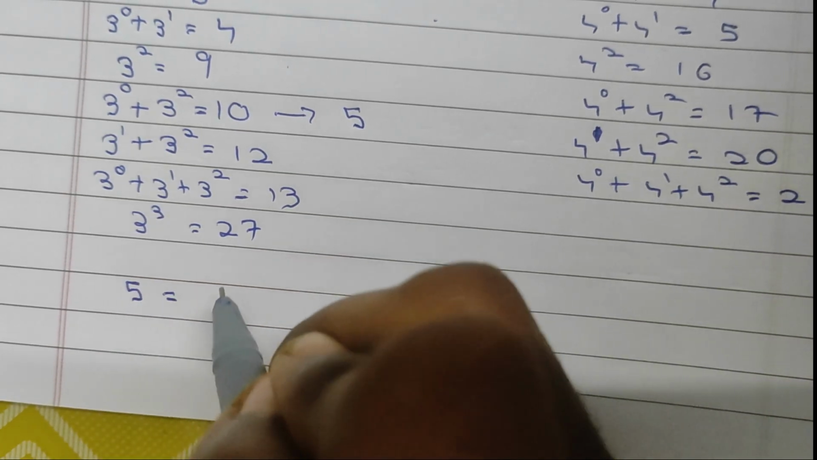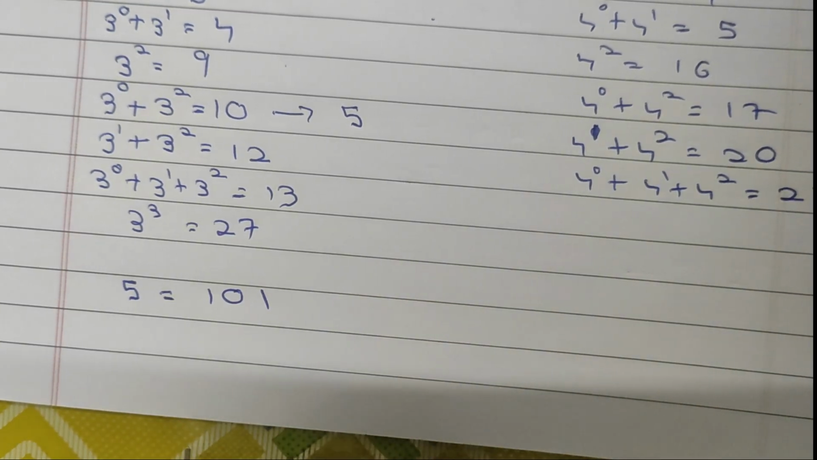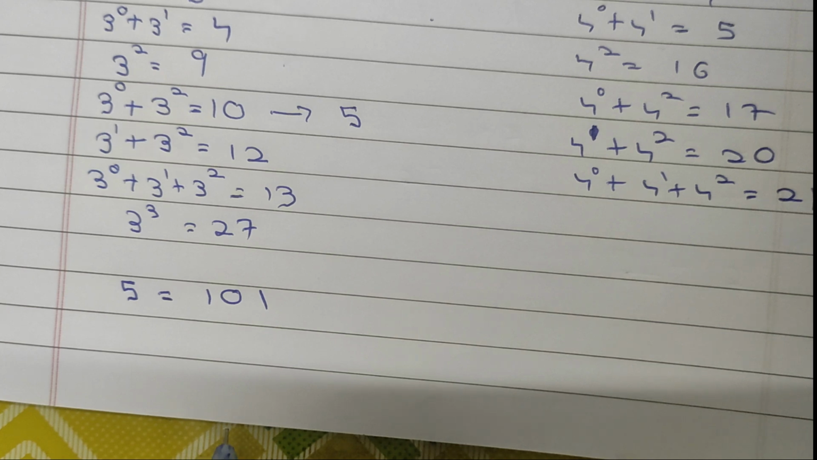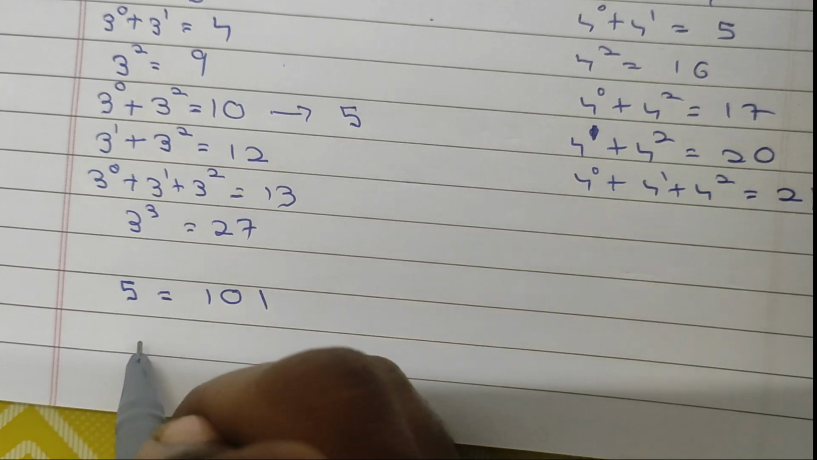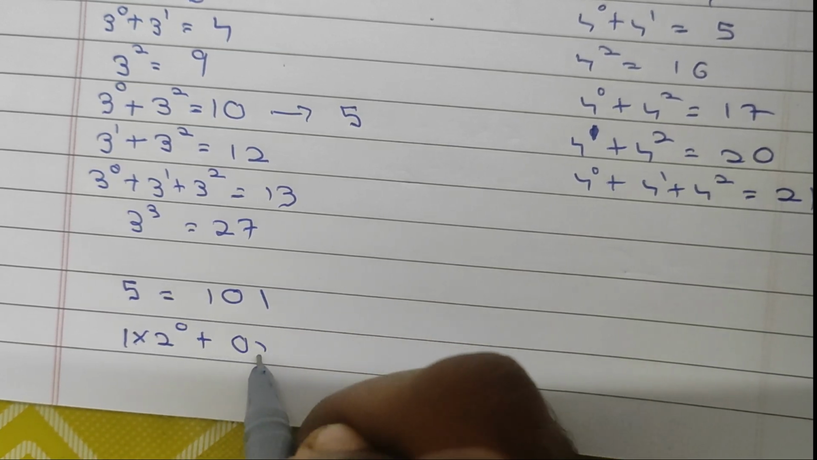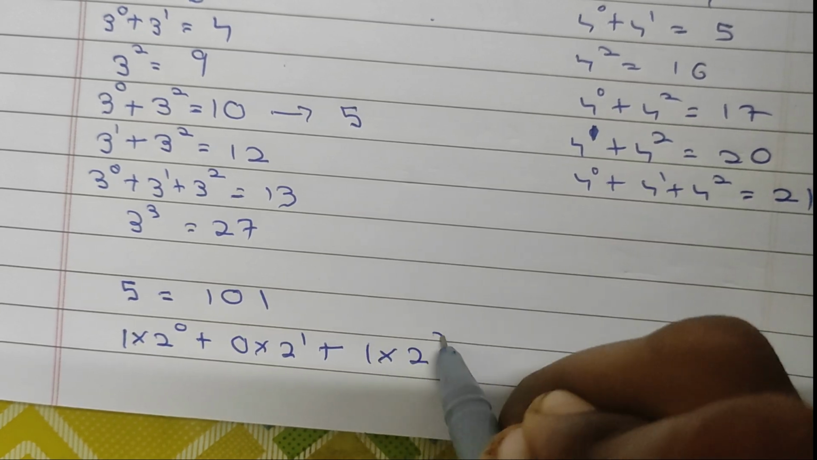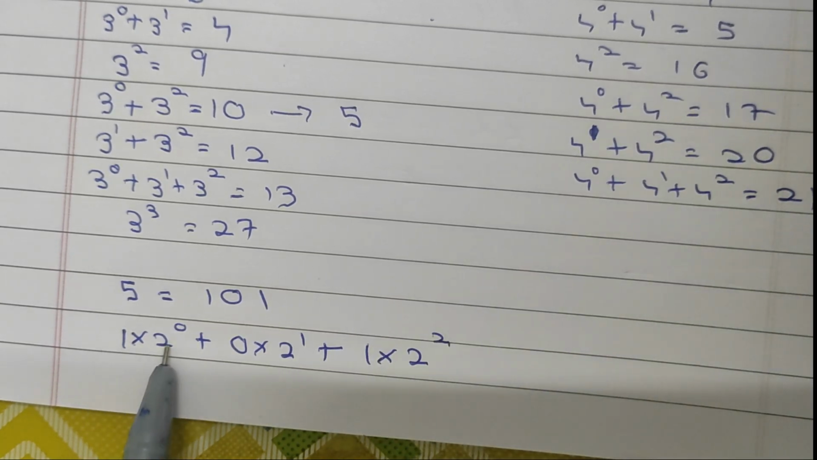5 is equal to 101. This is the binary representation of 5. And if we write it in base 2, what will be the value? It will be 1 into 2 raised to 0 plus 0 into 2 raised to 1 plus 1 into 2 raised to 2. So 1 into 2 raised to 0 is 1, plus 0 into 2 raised to 1 is 0, plus 1 into 2 raised to 2 is 4. So 1 plus 4 is equal to 5. This is the base 2 representation, right?